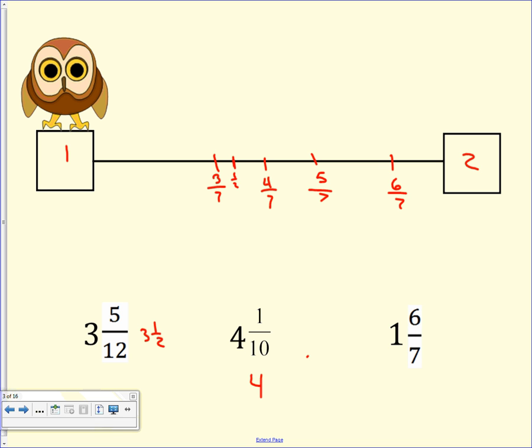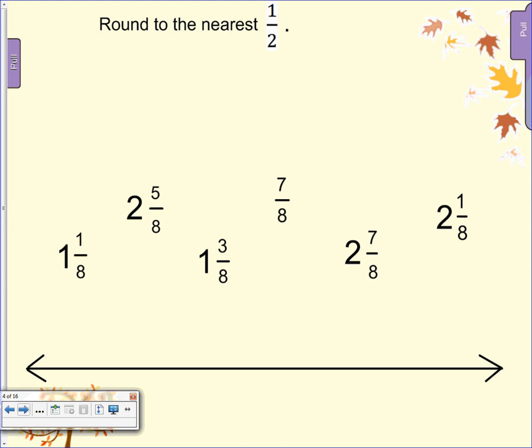Five sevenths right there. We're looking at 6/7. 1 spot to go there. 1, 2, and a little bit over there. I would say it's closest to 2. Okay, so all these will round to the nearest half.